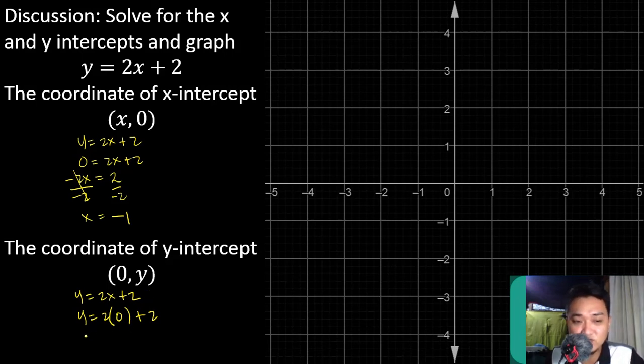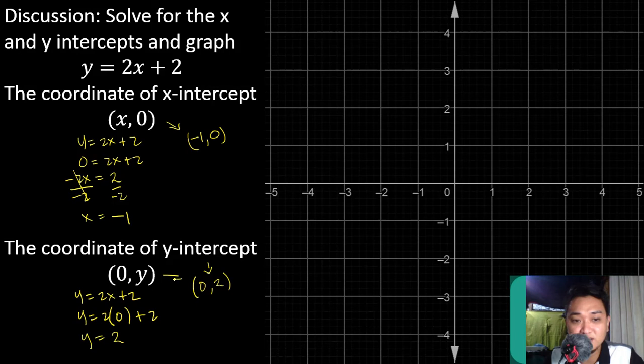Anyway, let us continue solving. So, y is equivalent to 2 times 0 plus 2. 2 times 0 is 0. So, what is left is 2. Y is equivalent to 2. So, therefore, if x is 0, y is 2. And this is the ordered pair or the coordinate for our y-intercept. While, ang coordinate naman natin for the x-intercept, whenever y is 0, x is negative 1. So, that is negative 1, 0. Ano po?